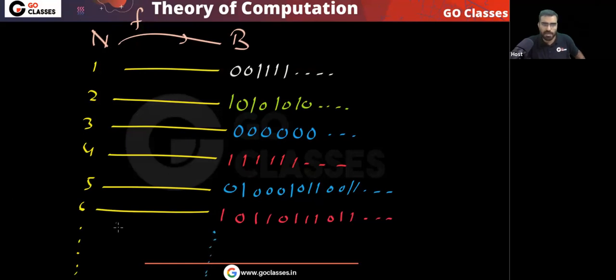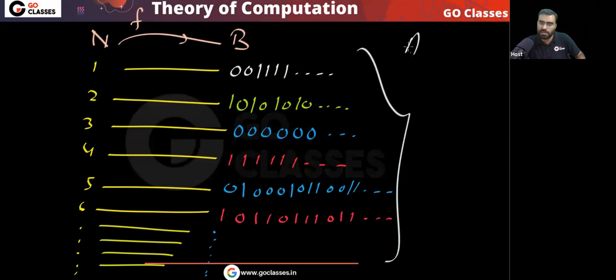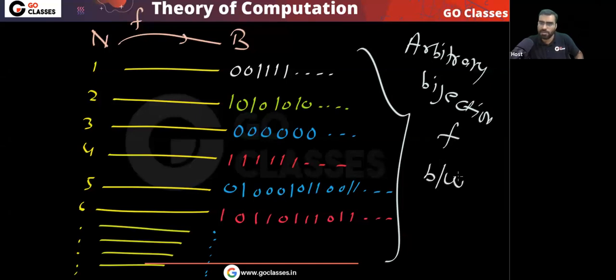Is this clear? You have given me a bijection. We have taken an arbitrary bijection f between N and B. Now what is our next step?